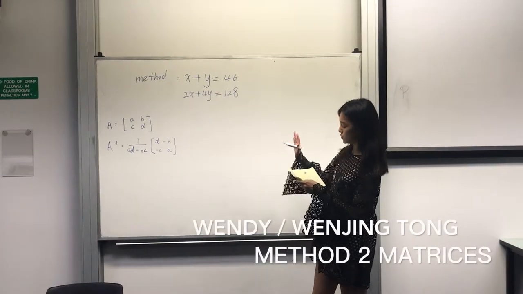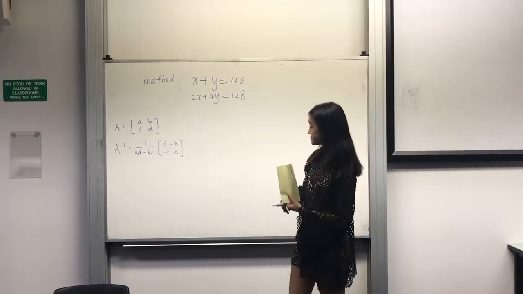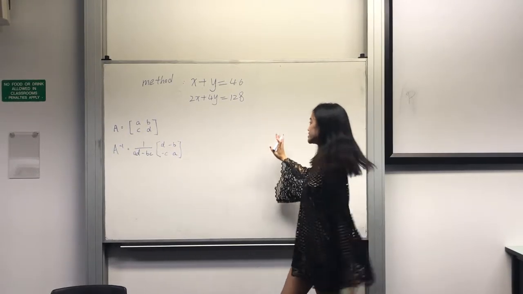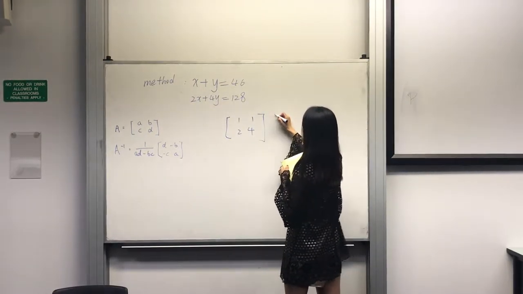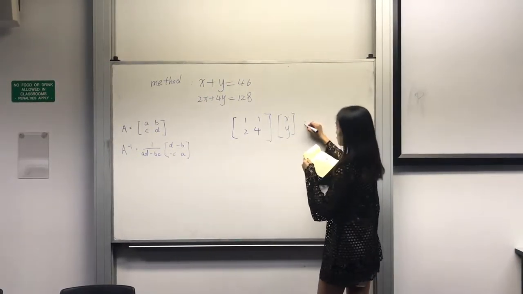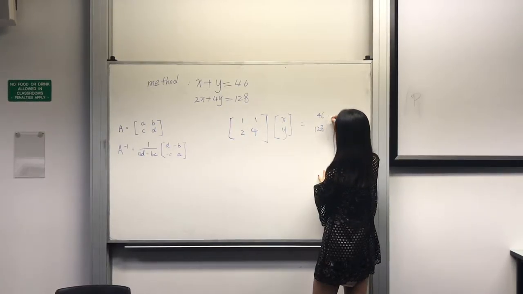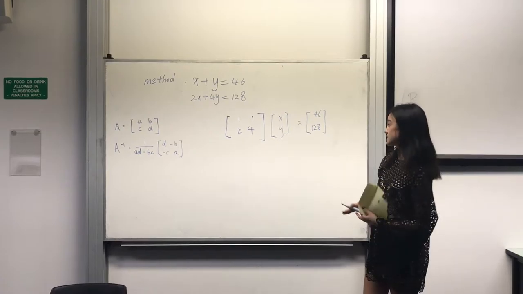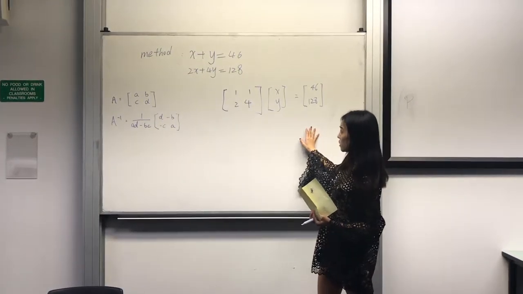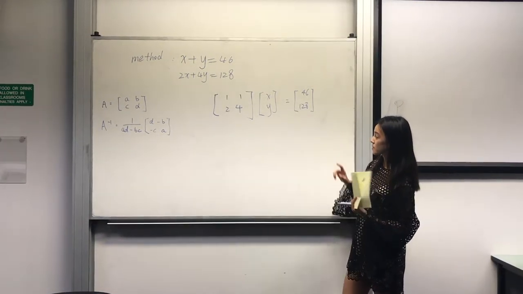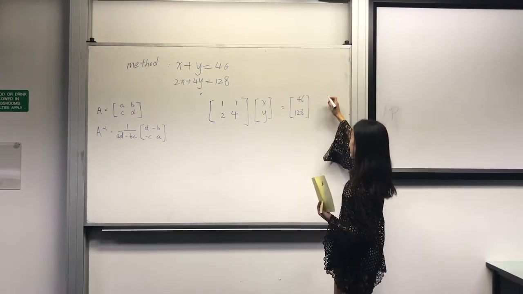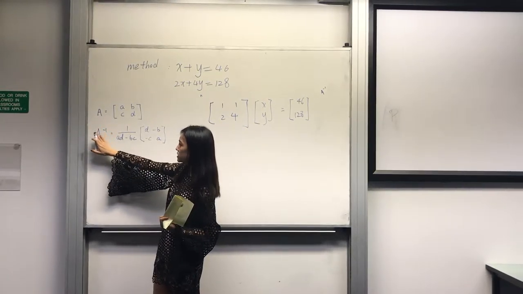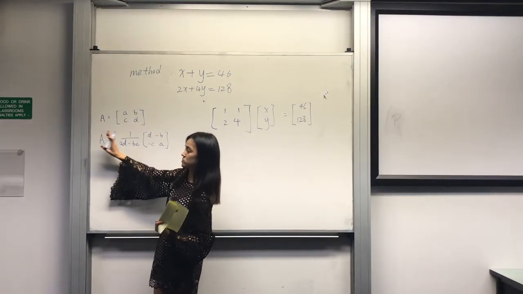My name is Wendy. Today I'm going to use the matrix method to solve this equation. From these equations, we can get the matrix equation: the matrix 1, 1, 2, 4 times x, y equals 46 and 128. Firstly, we need to move this matrix to the other side. We can see this matrix as A, and when it moves to the other side, it becomes A to the power of minus 1.